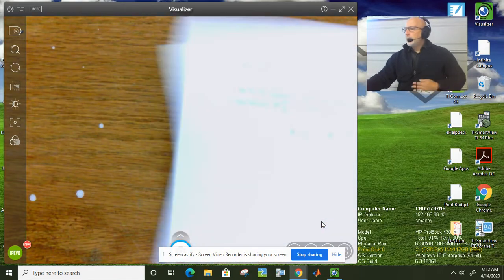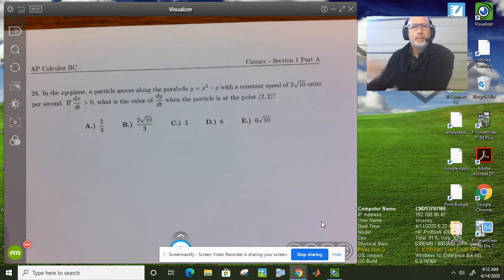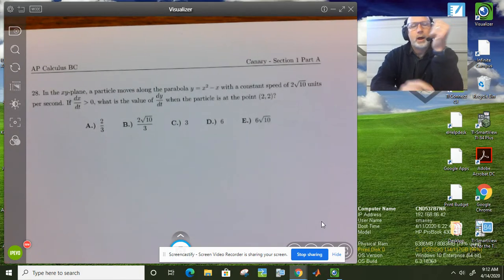Okay. Last page, number 28. In the plane, a particle moves along the parabola y is equal to x squared minus x with a constant speed of 2 root 10 units per second. If dx/dt is greater than 0, then what's the value of dy/dt when the particle is at the point (2, 2)?